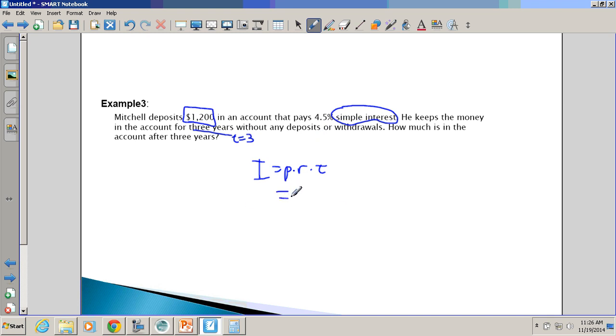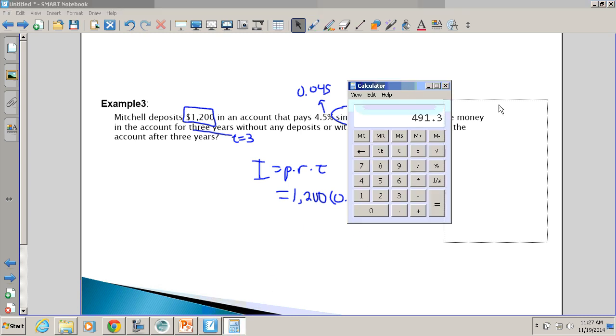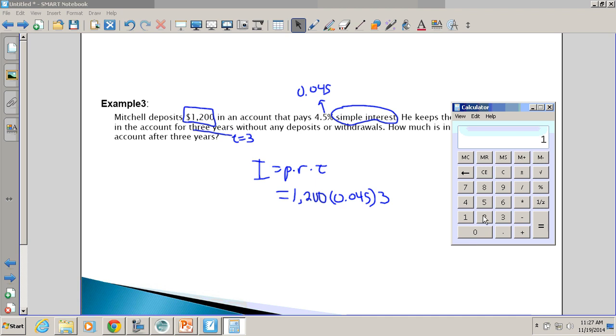His interest is going to be based on his principal, the amount that's in the account, $1,200, times his rate, 4.5, but I have to convert this to a decimal. So I'm moving the decimal 2 places to the left: 0.045. Now remember, when I say convert it to a decimal, what I really mean is just changing it out of a percent. And then time was 3 years. So his interest, how much extra he's going to make on top of what he put in there. He puts his $1,200 in, and he's going to make an interest of $162.